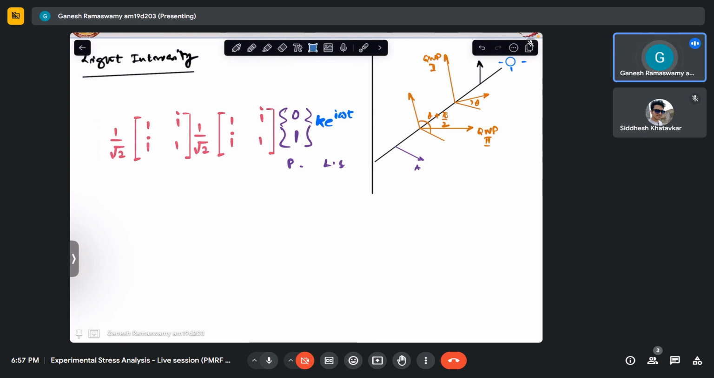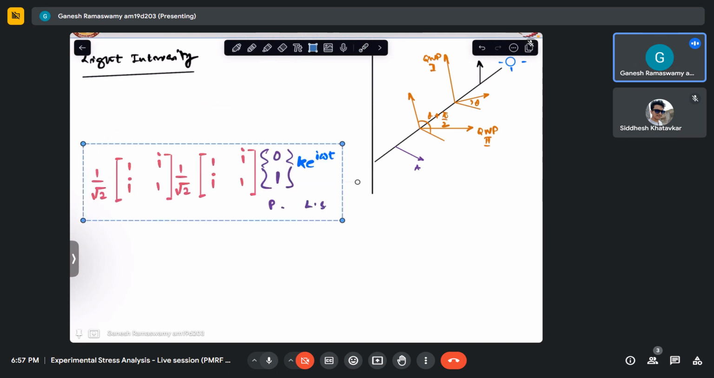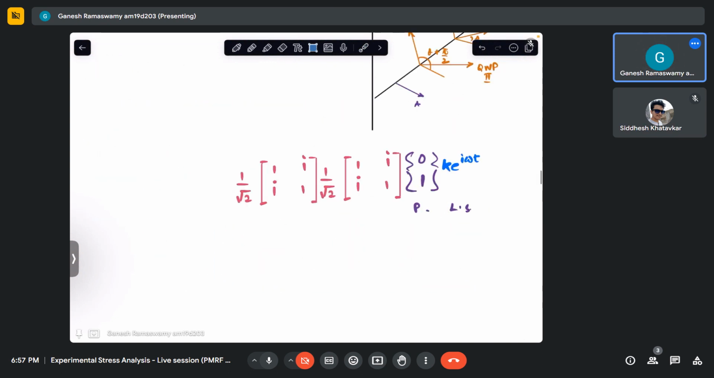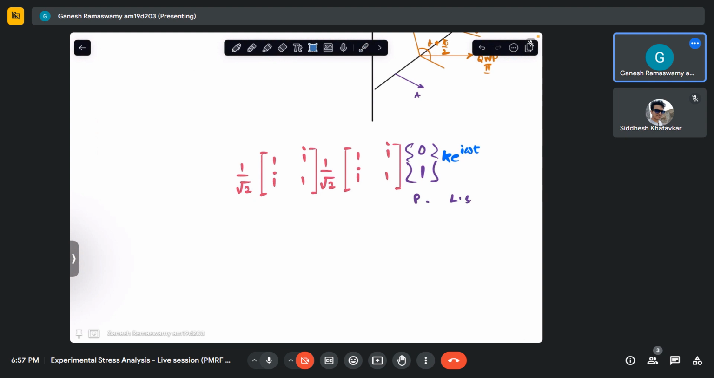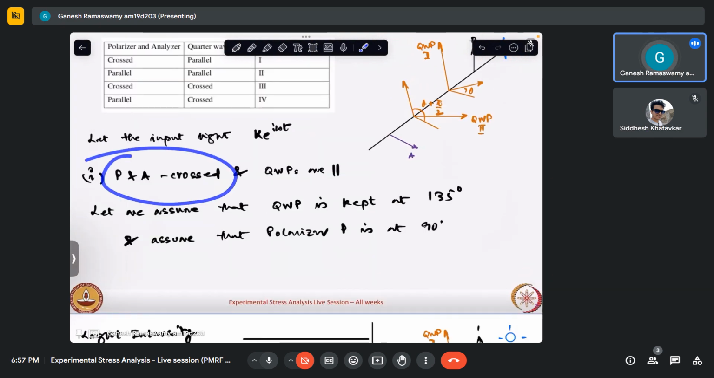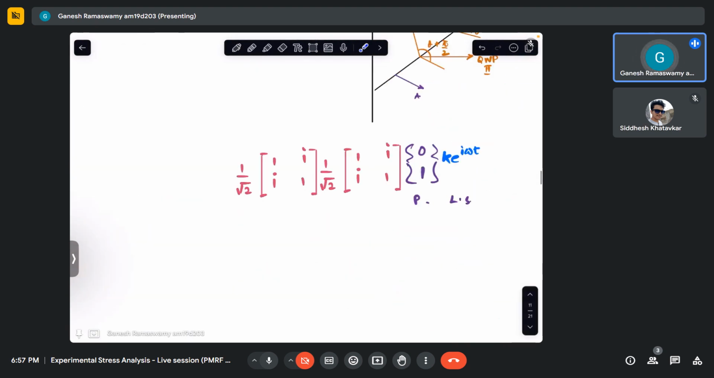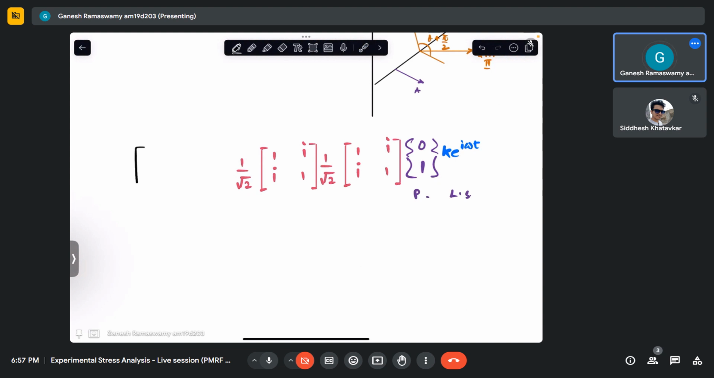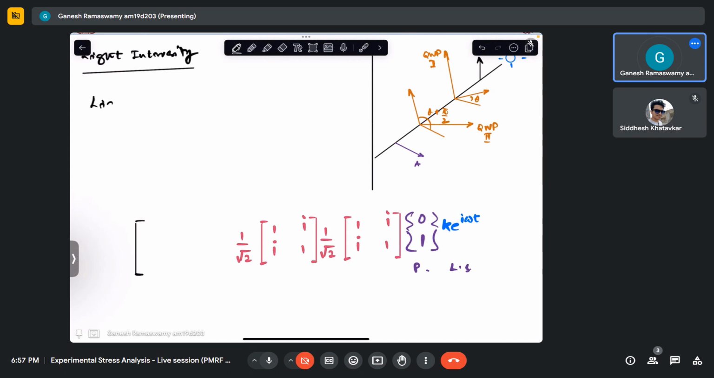And then I have the analyzer. So for the sake of explanation, I'll just move the entire thing here. Now I have the analyzer. Since in the question it is said that polarizer and analyzer are crossed, and I have already assumed the polarizer to be 90 degrees, it clearly implies that my analyzer is at 0 degrees. So what is the light vector that comes out is what we are trying to see.